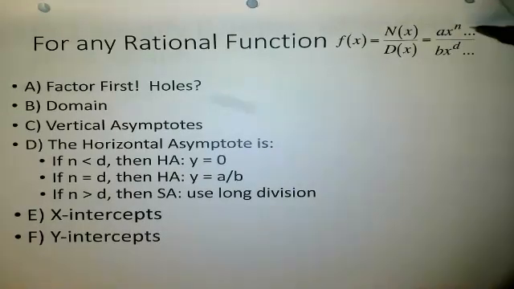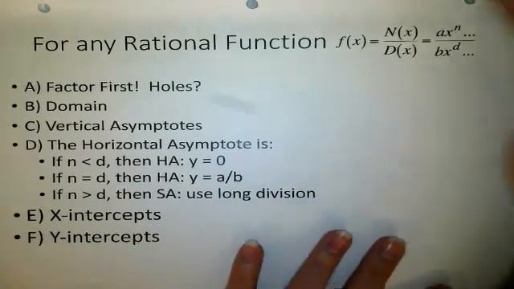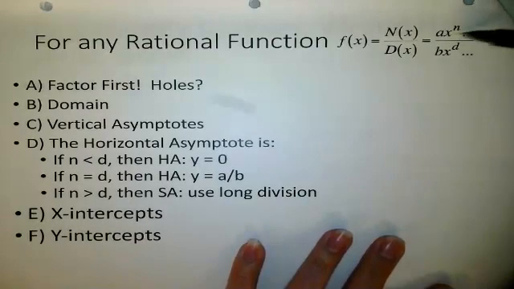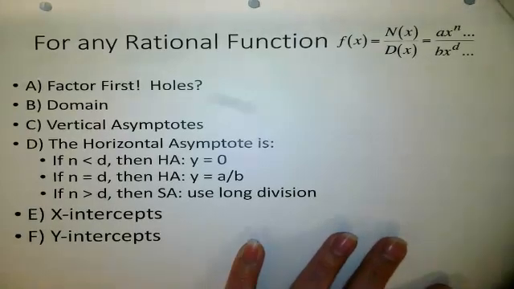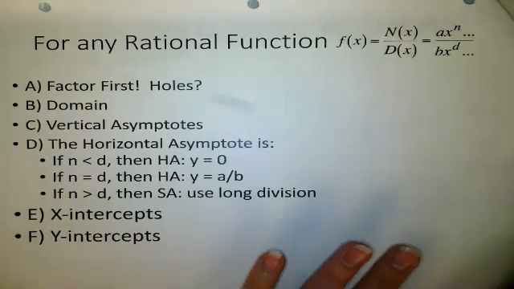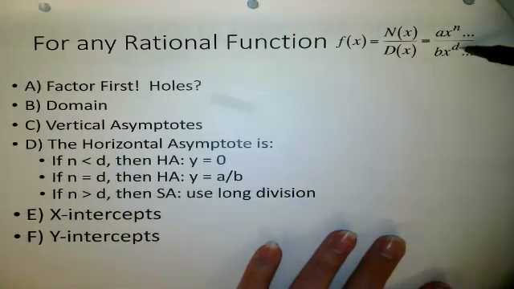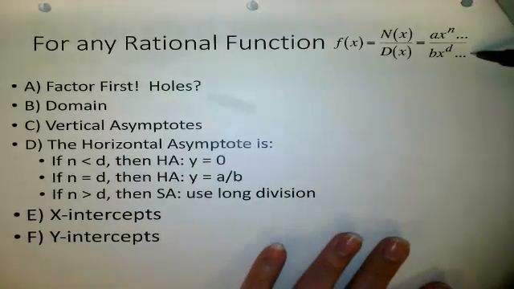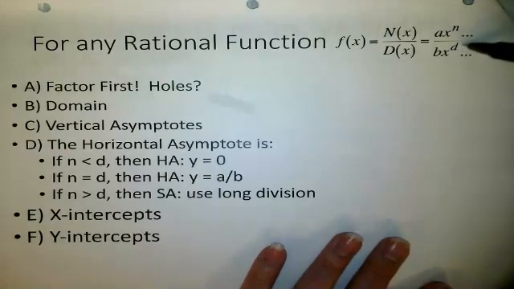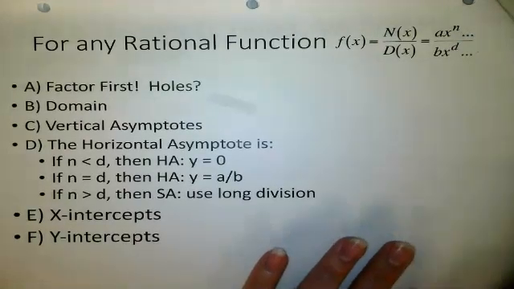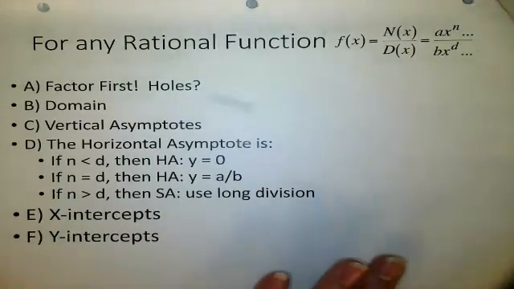Now, I have some more notation here. Ax to the n, little n. So maybe your numerator polynomial is like 3x squared plus 2x plus 1, or something like that. This power of n represents the highest power in the numerator, essentially the degree of the numerator. And maybe our denominator polynomial is like 3x squared minus 1, or something like that. Again, this little d just represents the degree of the denominator polynomial.